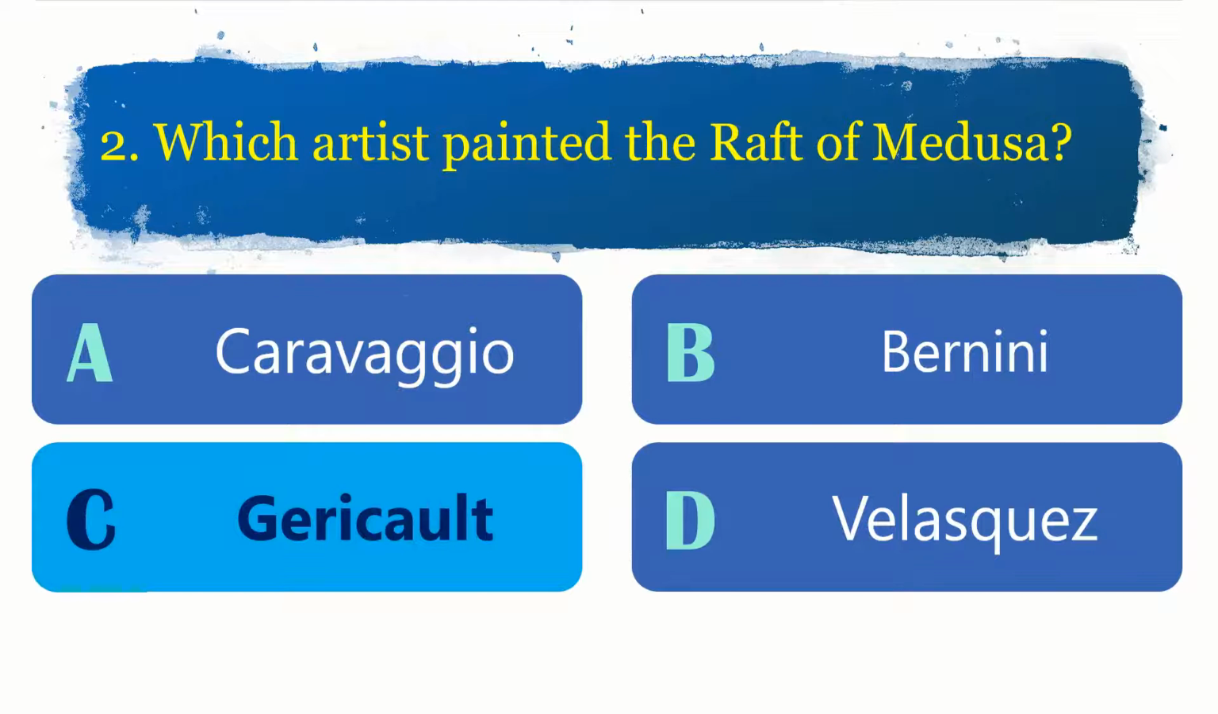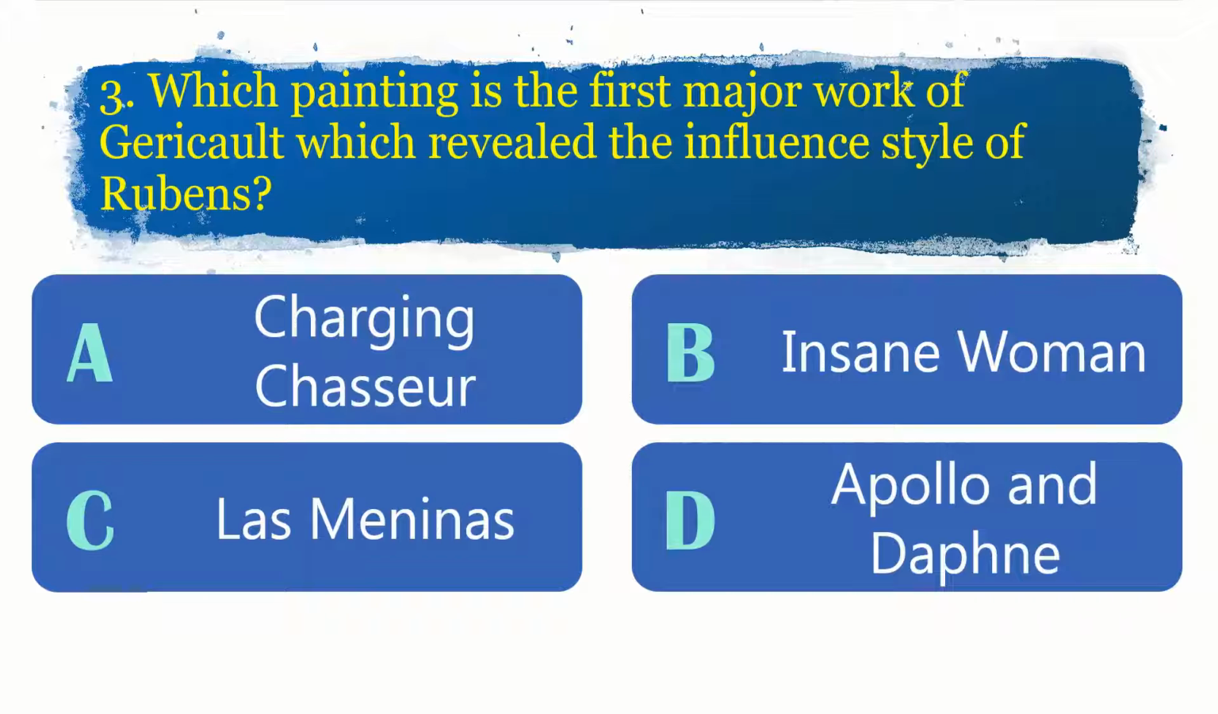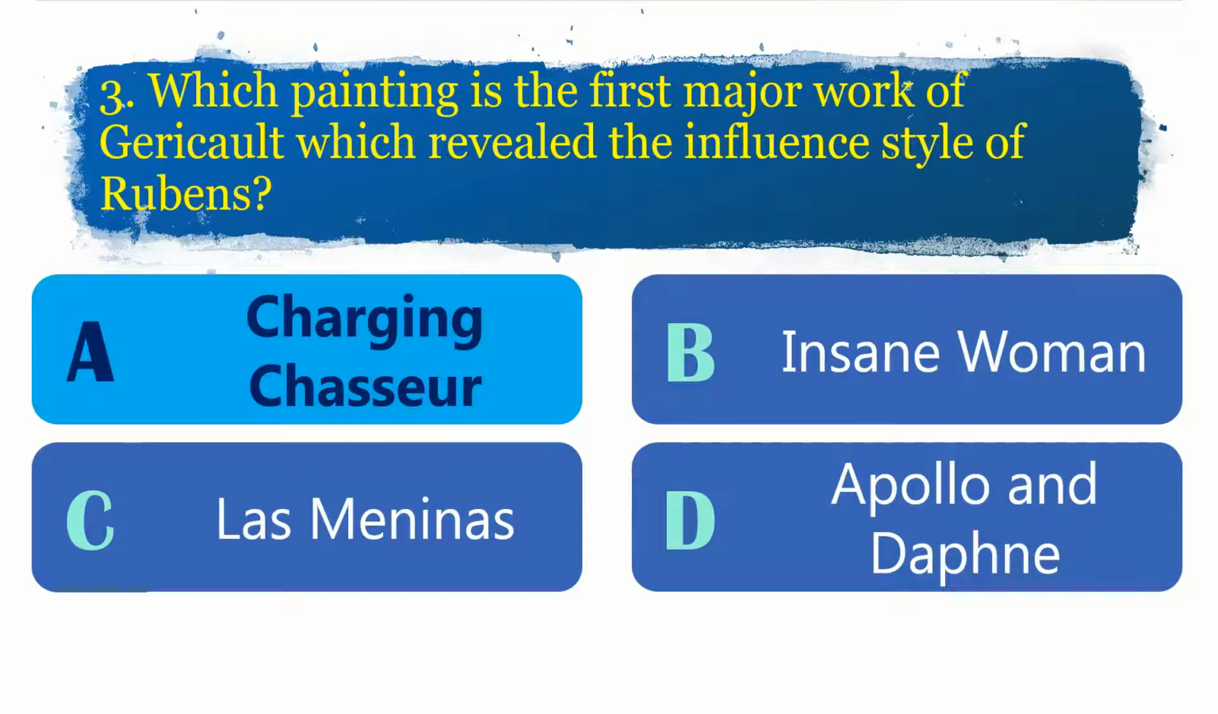Géricault. 3. Which painting is the first major work of Géricault which revealed the influence of the style of Rubens? A. Charging Chasseur. B. Insane Woman. C. Las Meninas. And D. Apollo and Daphne. The correct answer is A.